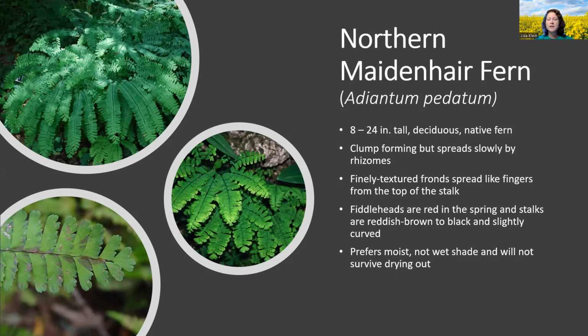finely textured fronds that kind of spread from the top. Fiddleheads are kind of a reddish color. And they're not usually very big. They can be really tiny. Mine's only about yay big, but they can get bigger like you see in the top left picture. So they're kind of pretty. They're a little bit different as they have a dark veining in contrast against the lighter green leaves.